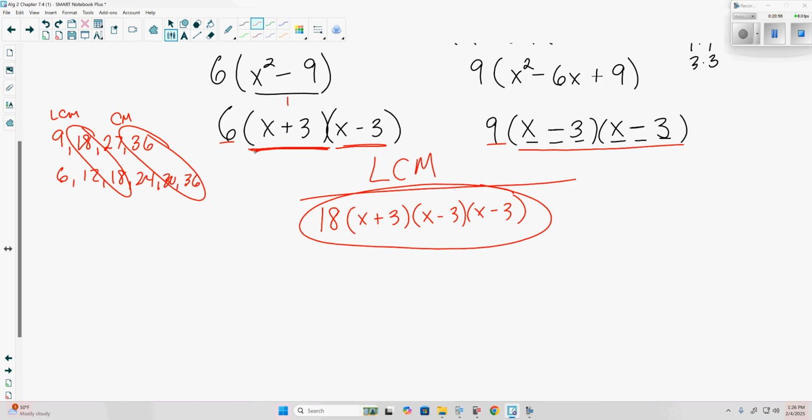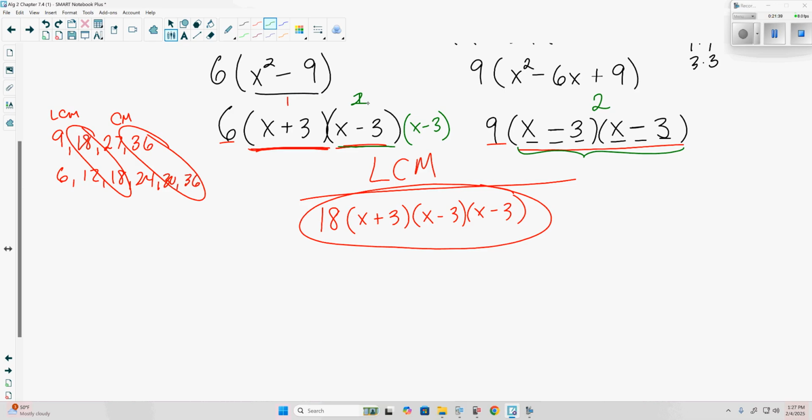Let's look at x minus 3. Here it shows up twice. So what is the most times it shows up in either one? So we need it twice. If it showed up in one of them 3 times, then we need it 3 times. However many times it shows up in one of them the most, that is the number that we need.